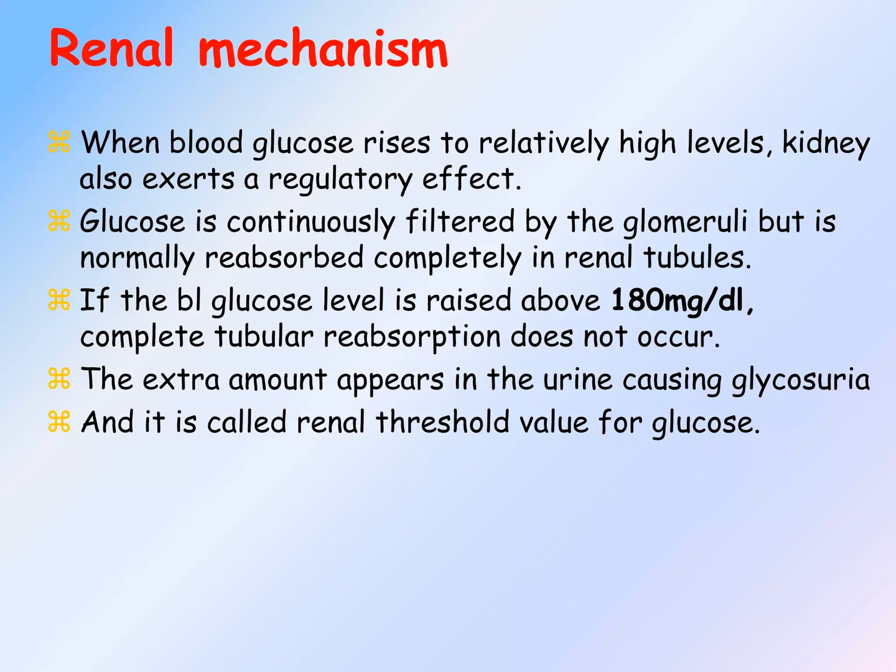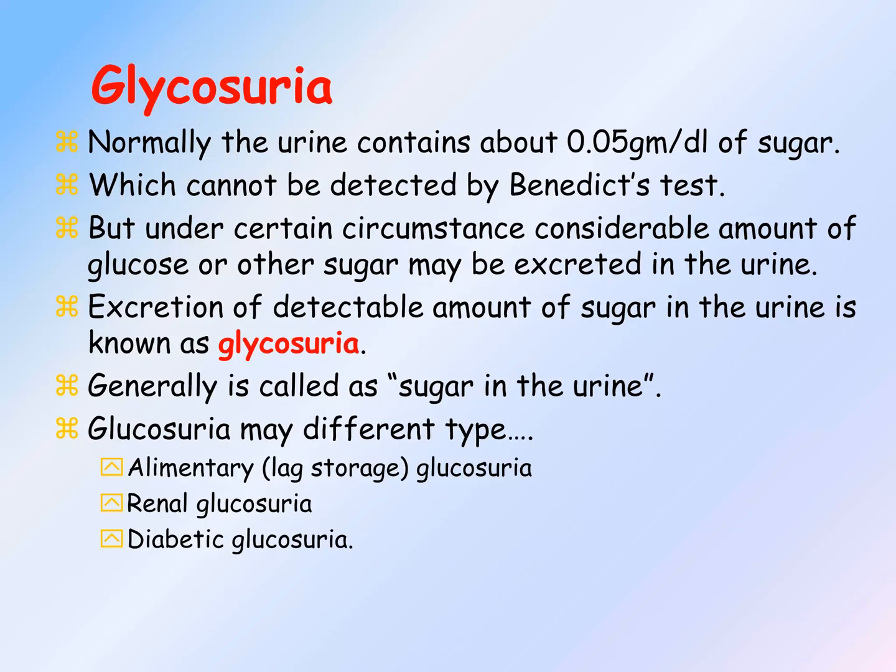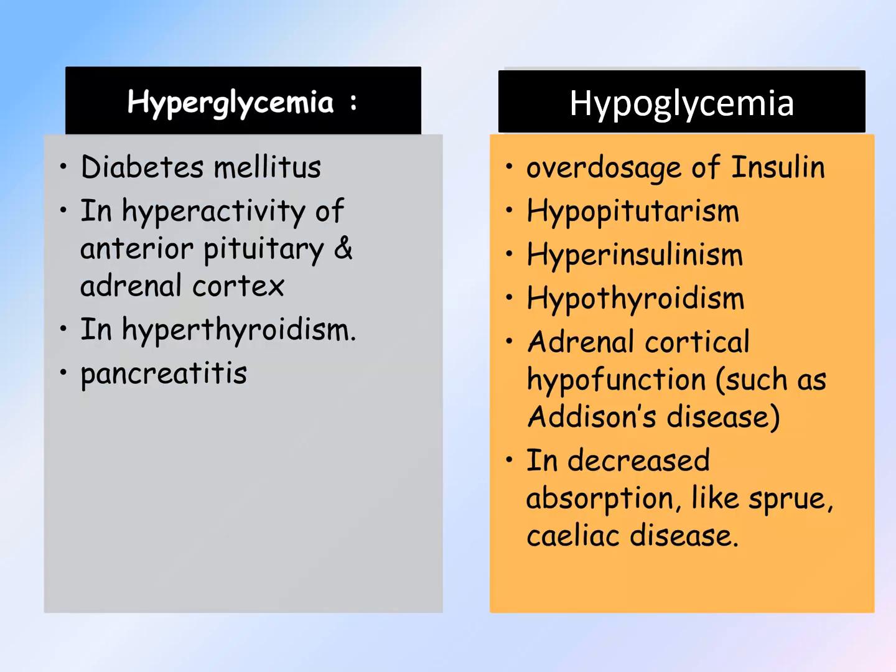This is more than enough, because for the renal mechanism you can just give a hint in regulation of blood glucose. And glycosuria, a 2-mark question: what is meant by glycosuria? You have to write it. Normal urine contains about 0.05 gram per dl of sugar. It can be detected by Benedict's test. Important key terms I have given here: alimentary lag storage glycosuria, renal glycosuria, and diabetic glycosuria. These are very important key words used for regulation of blood glucose.